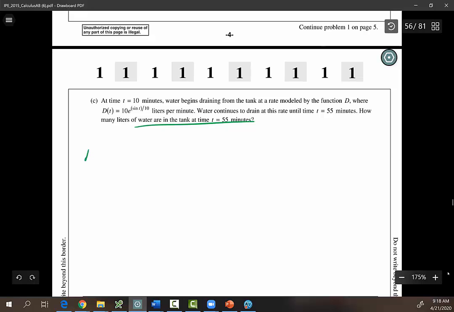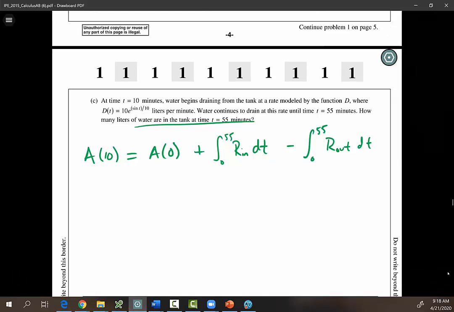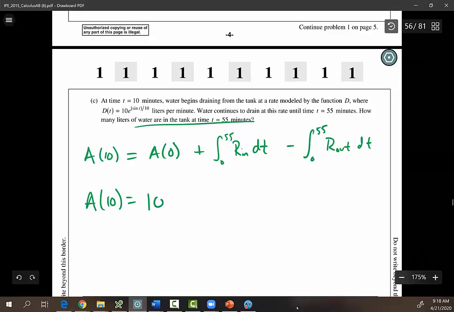So this is where we want to say, okay, the amount at time 10 is equal to the amount at 0 plus the integral from 0 to 55 of the rate in dt minus the integral from 0 to 55 of the rate out dt. So at time 0, we had 100, right? 100 was the starting point. So at time 0, 100 liters are in there.